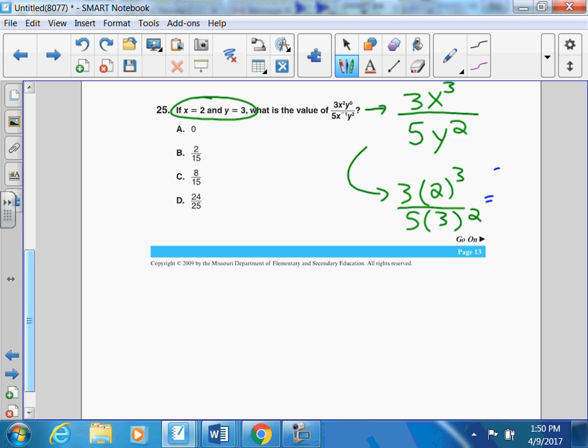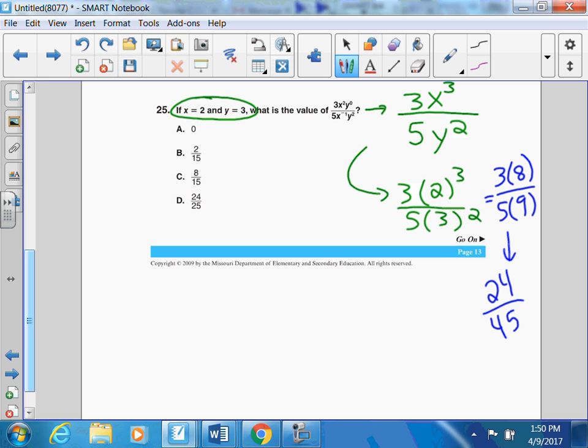2 times 2 times 2 is 8, so you get 3 times 8 now on top. Bottom, we have 5 times what? What's 3 to the 2nd power? That'd be 9. So now we have 24, that's 3 times 8, over 45. That's 5 times 9. And I don't see that answer.